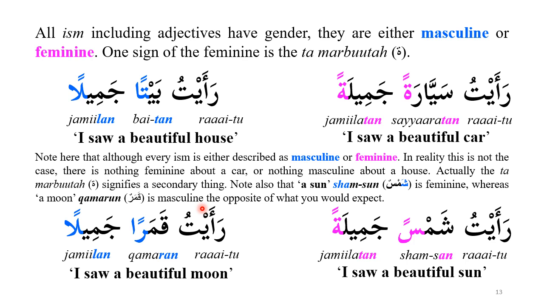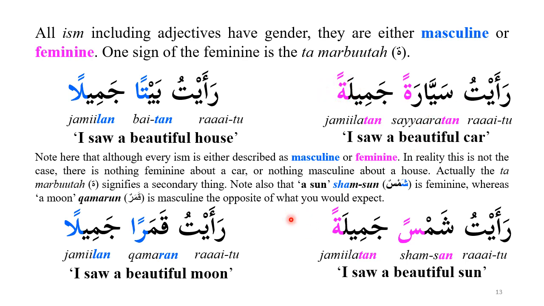In reality, what I have found out is that this ta marbuta indicates a secondary thing because of these two dots. It means something additional or something which is needed. So something like a bayt would be primary necessary, and then this is like secondarily necessary, a car.